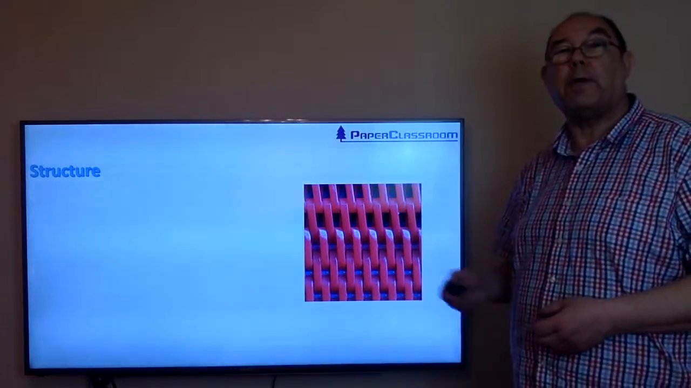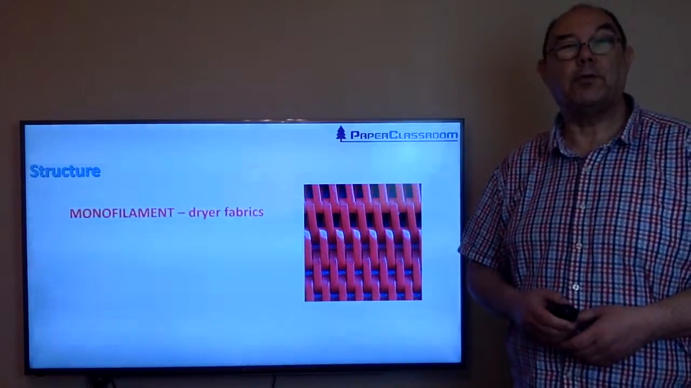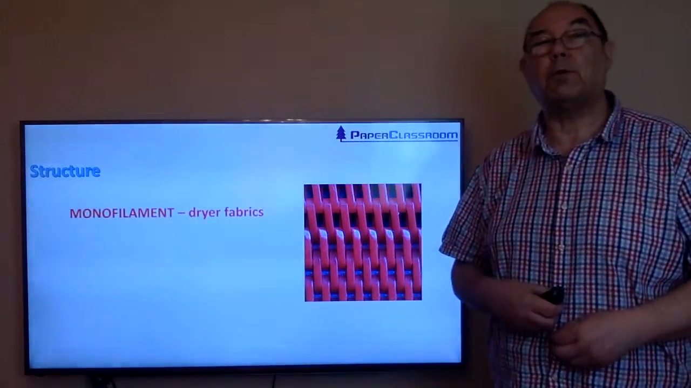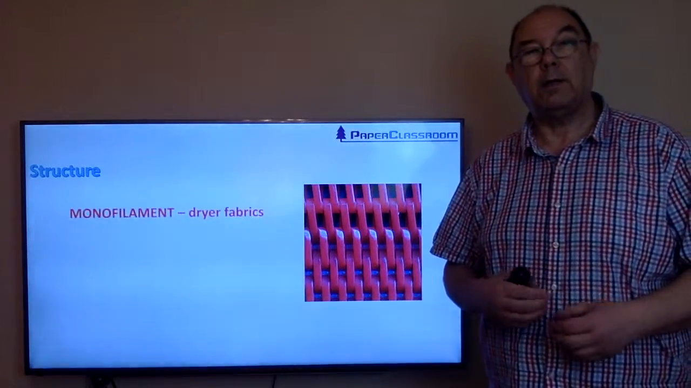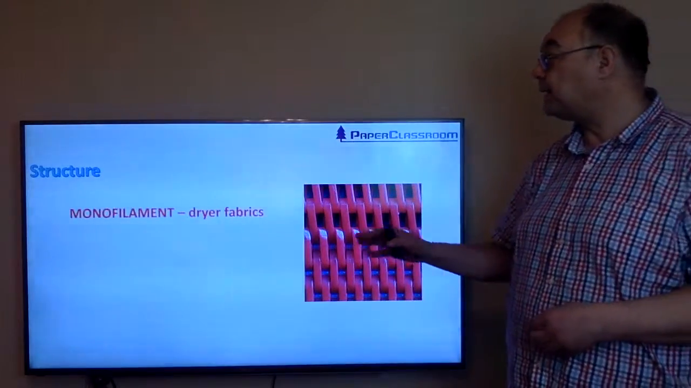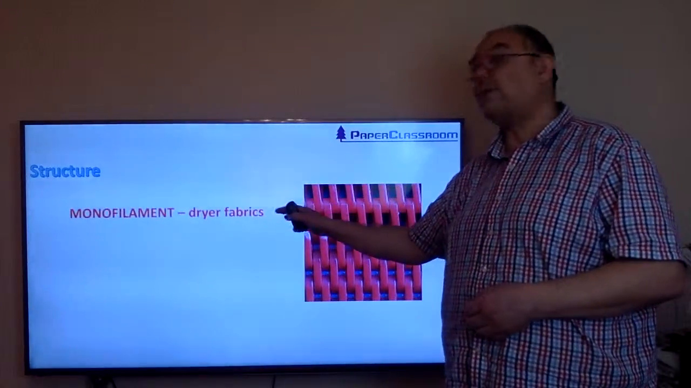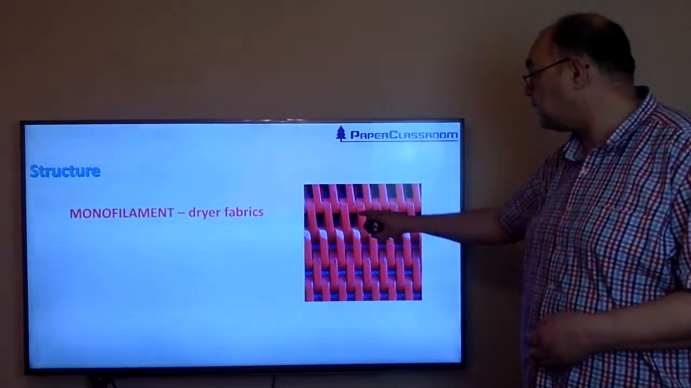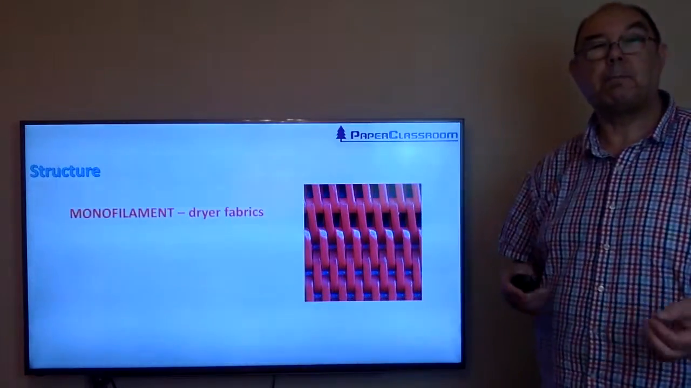This is a structure of a very typical modern dry fabric. All dry fabrics, of course, used to be just woolen felts. So the most important thing is the vast majority of dry fabrics are monofilament. These are monofilament.